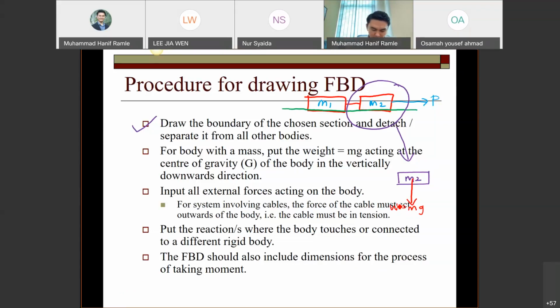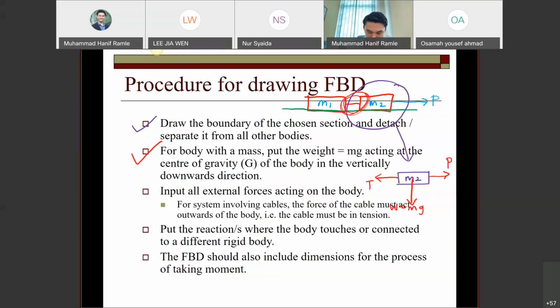Done. And then step number 3 is to input all external forces acting on the body. Since the body is attached to another box with a cable, we have to put the external force here, which I put as T, and then another external force is of course P here.